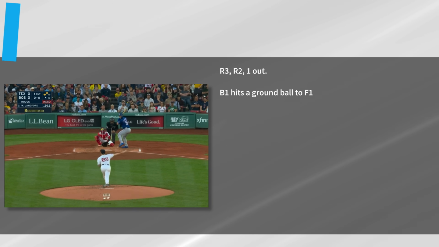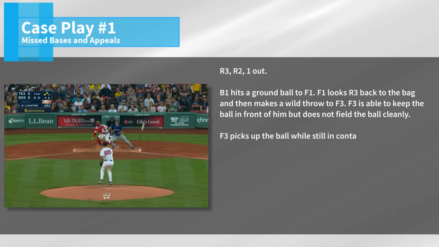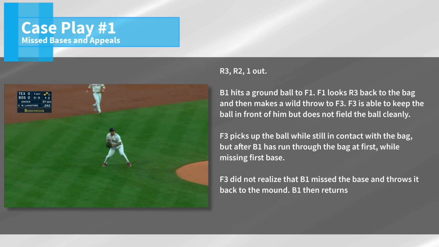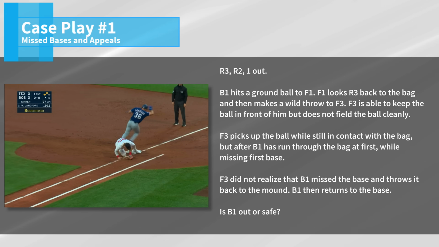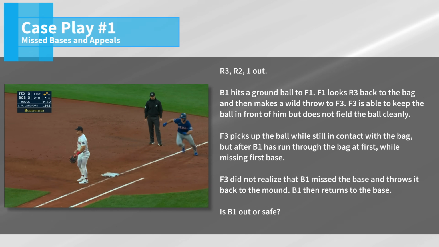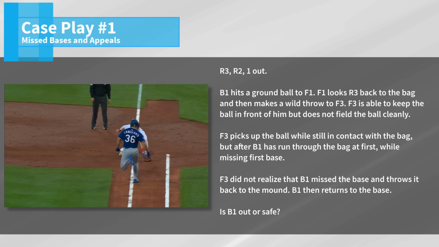Case play number 1. R3, R2, 1 out. B1 hits a ground ball to F1. F1 looks R3 back to the bag and then makes a wild throw to F3. F3 is able to keep the ball in front of him but does not field the ball cleanly. F3 picks up the ball while still in contact with the bag, but after B1 has run through the bag at first while missing first base.